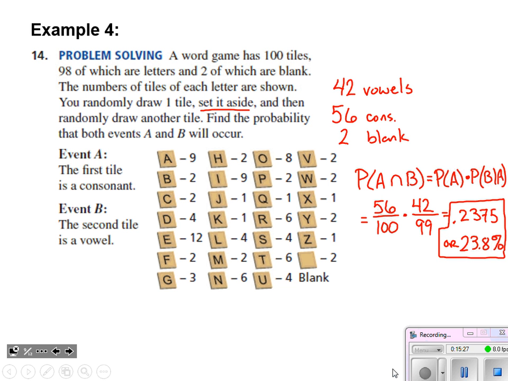The problems go very quickly, but a lot of the interpretation is what takes time. So understanding independent and dependent, and then being able to set up that probability of this occurring, that's really important to understand how the language or the situation, the problem ties in with the math. The math is just multiplication.